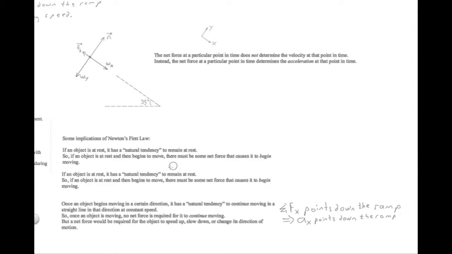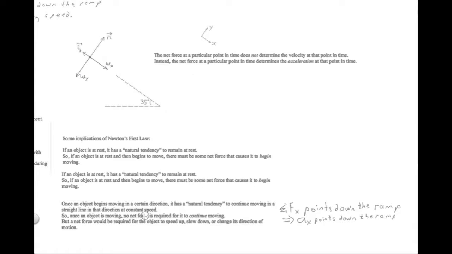Now remember that this object began the problem at rest. According to Newton's first law, if an object is at rest, it has a natural tendency to remain at rest. But in this case, the object began at rest and then began moving. Why did the object begin moving? Well, there must have been a net force that overcame its natural tendency to remain at rest. If an object is at rest and then begins to move, there must be some net force that explains why the object began moving.